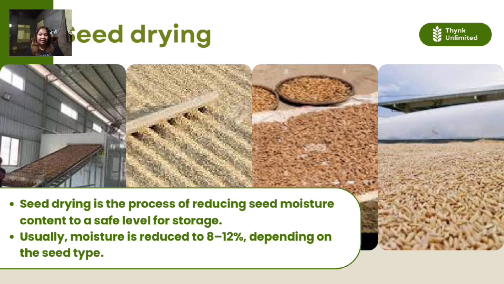So what is seed drying? Seed drying is a process of reducing seed moisture content to a safe level for storage. Usually the moisture required for storage is 8 to 12%, depending on the seed type, whether it is orthodox seeds, recalcitrant seeds, or intermediate seeds.